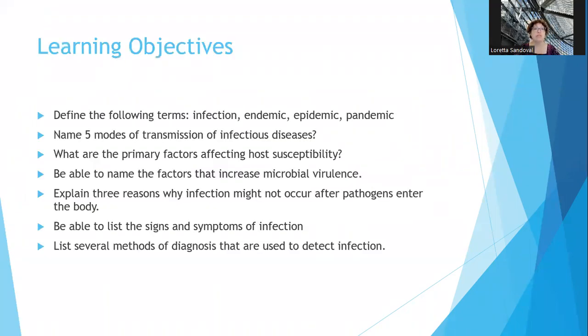So the learning objectives for this: I want you to define the terms infection, endemic, epidemic, and pandemic. Not our favorite word, right? Five modes of transmission of infectious diseases. The primary factors affecting host susceptibility, that's pretty important. I want you to name the factors that increase microbial virulence, and we'll talk about what that is.